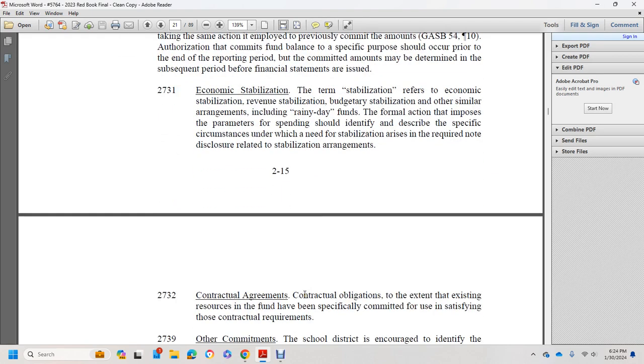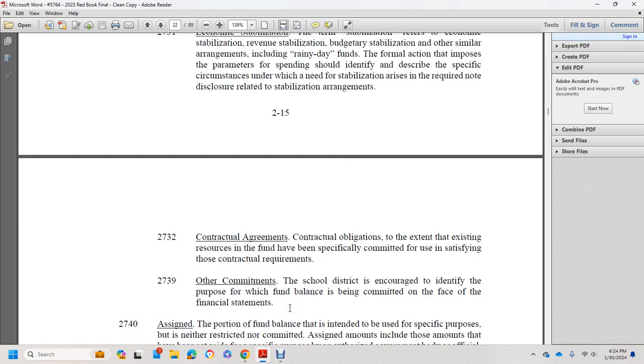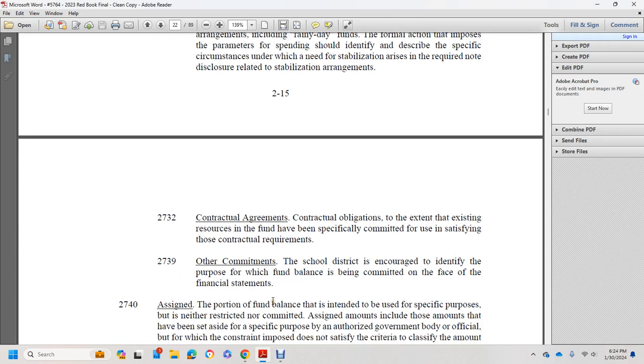27 to 32, contractual arrangement, contractual obligation extending with existing resources of the funds specifically committed for the use of satisfying the contractual requirements. 27 to 39, other commitments the school districts incurred to identify for the purpose of the fund balance committed on the face of the financial statements.